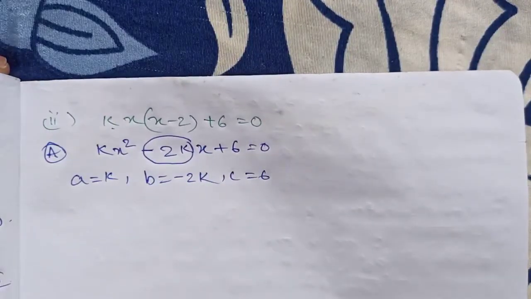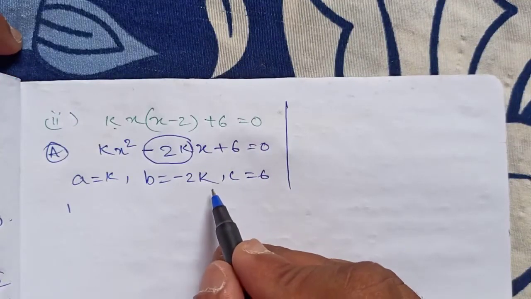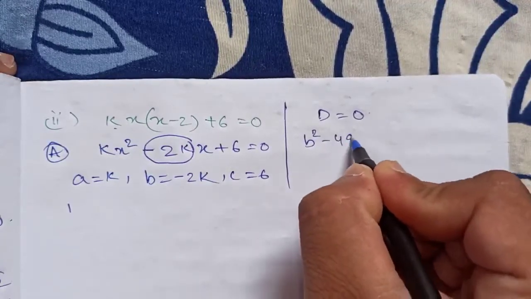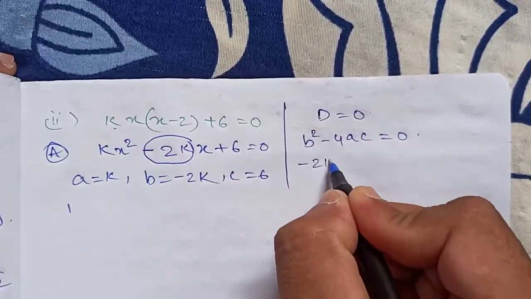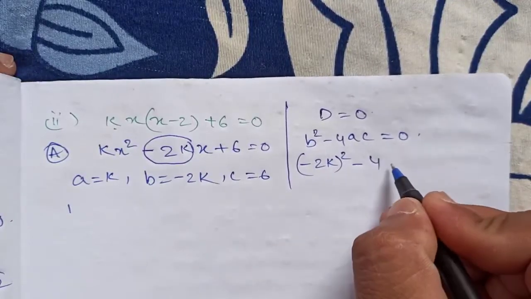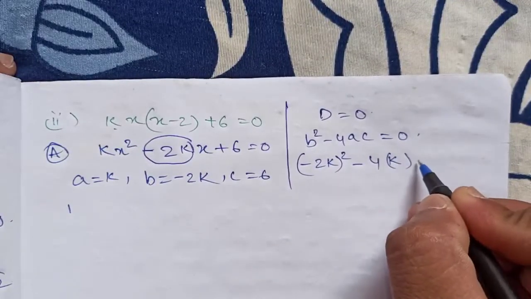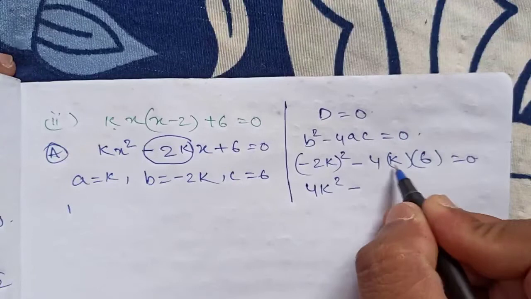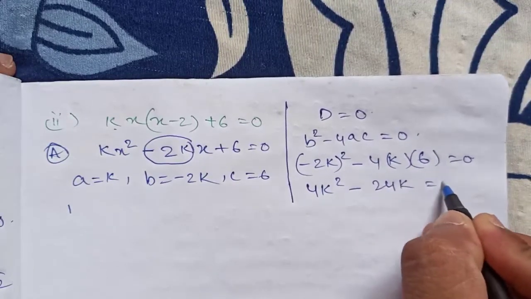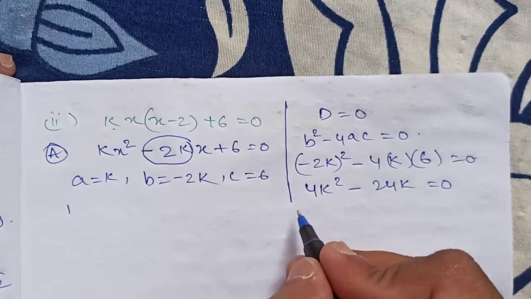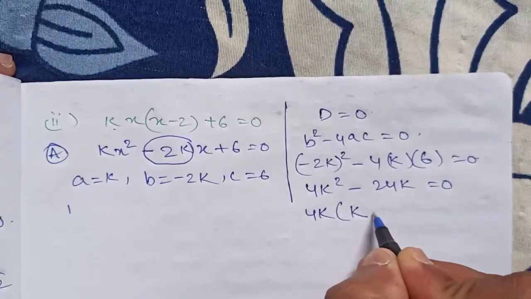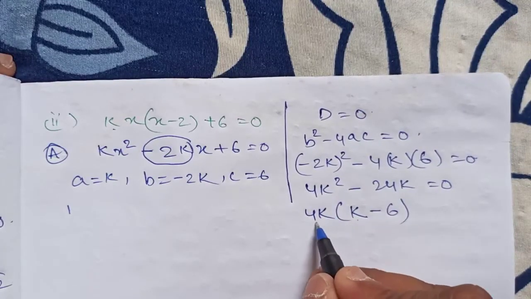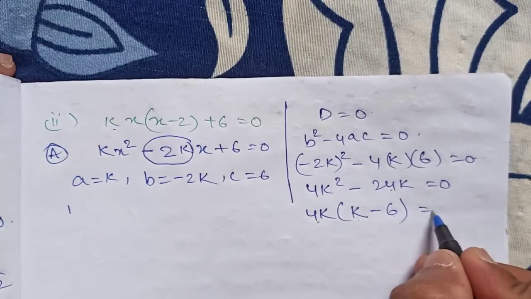C is 6. Okay. Now as we have to find out the value of k, we will take d equals 0 because the roots are equal. B square minus 4ac equals 0. B is how much? B is minus 2k square minus 4a. A is how much? A is k. C is 6 equals 0. Minus minus is plus, 2 2s are 4, k square minus 4 6s are 24, k equals 0. Okay. Take out 4k common from here. We will get k minus 4 6s are 24. Okay. 4k into k is 4k square. 4 into 6 is 24 equals 0.